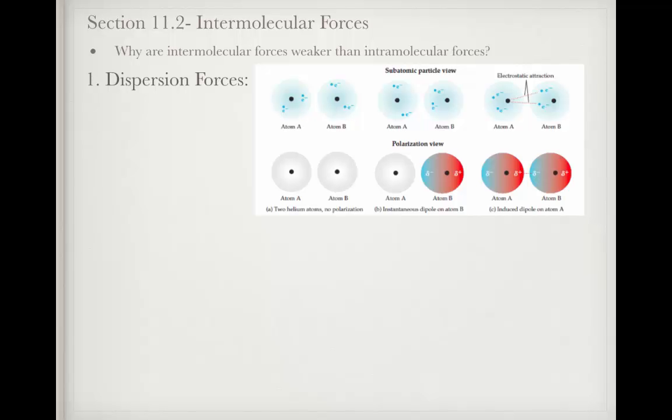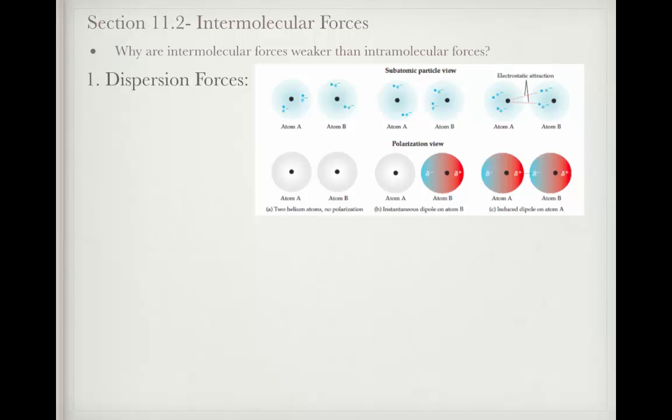So if you look at this diagram right here, you have A, and you're looking at two helium atoms in A, and they're not polarized, meaning those atoms are not polar. And the reason why is, on average, the distribution of the two electrons in helium are not situated either completely on the right, completely on the left, or completely at the top or the bottom of the atom. Instead, on average, they're evenly distributed.